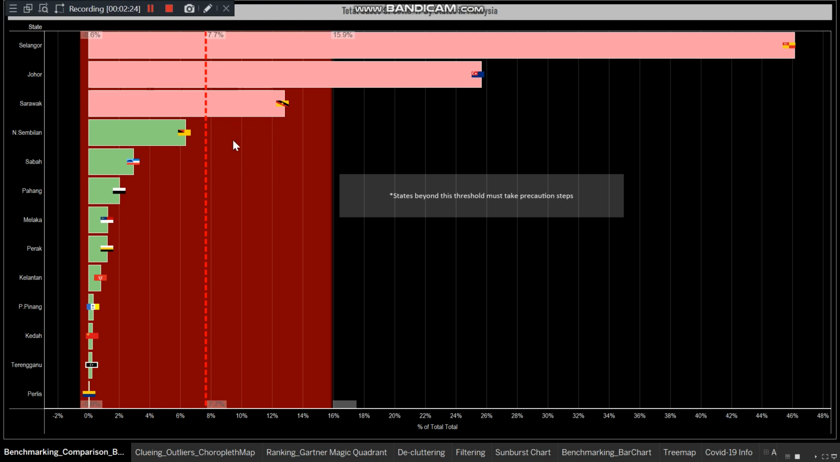This bar chart is considered a benchmarking for analytical reasoning, since the average is set at 7.7%. States below this threshold are lower risk, and states above the 7.7% average are considered high risk, and states beyond this threshold must take precautionary steps.